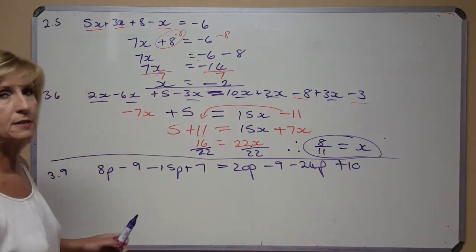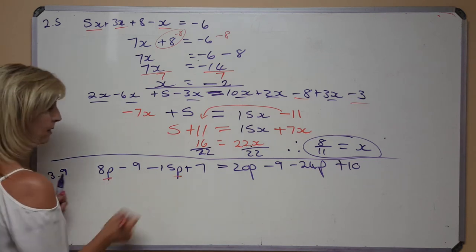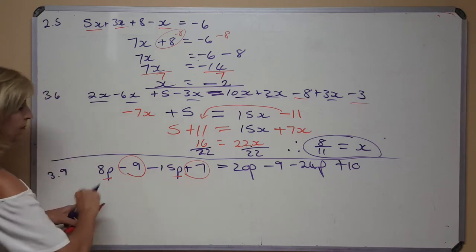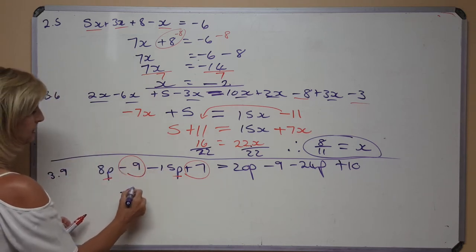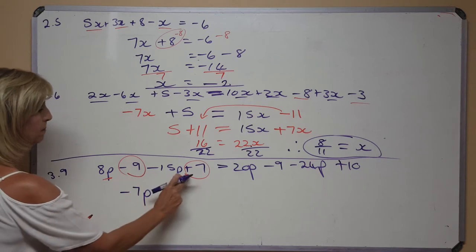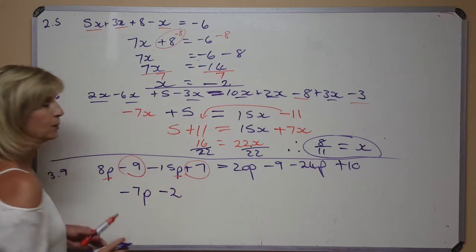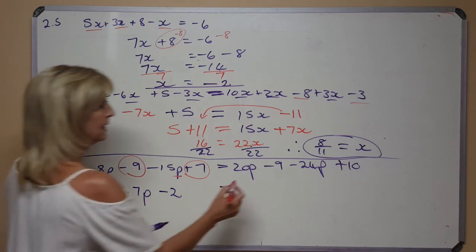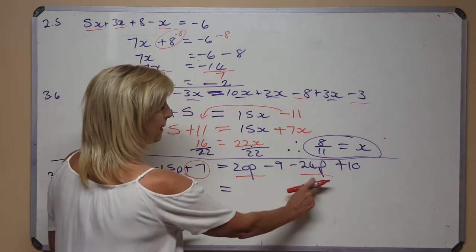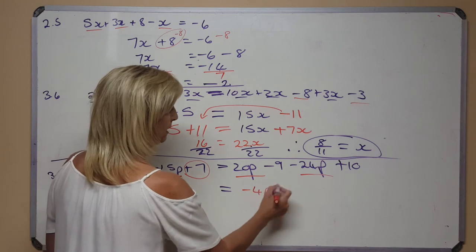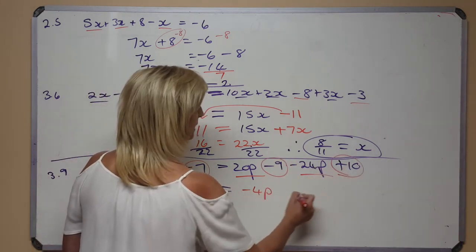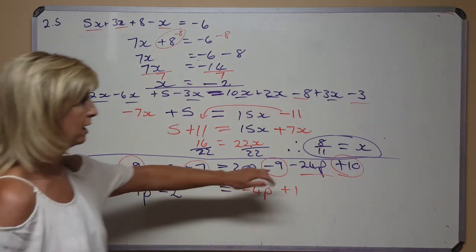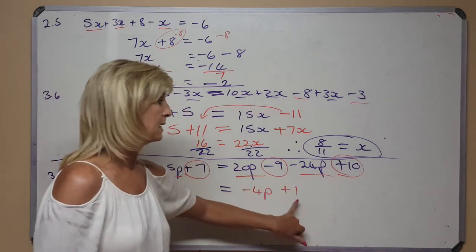Goed, selfe prinsip. I'd like to add the like terms first and get 8 minus 15 is minus 7p. Min 9 plus 7 gee vir my minus 2. Tel die gelyksoortige terme met mekaar, daar's die is gelyk aan tekens onder mekaar. Dan kry jy hierso 20 minus 24 is min 4p en min 9 en plus 10 gee vir jou plus 1. And use your calculators if you are struggling. Min 9 plus 10 is 1.